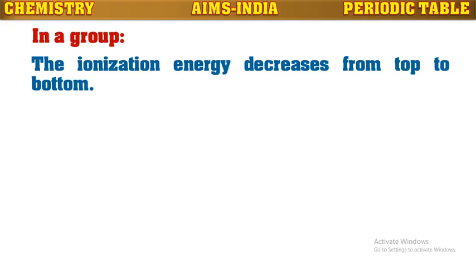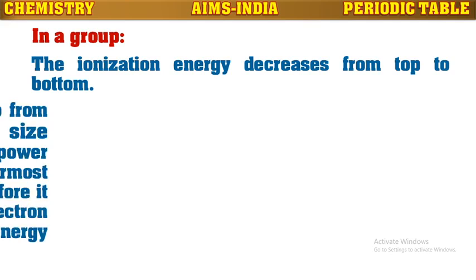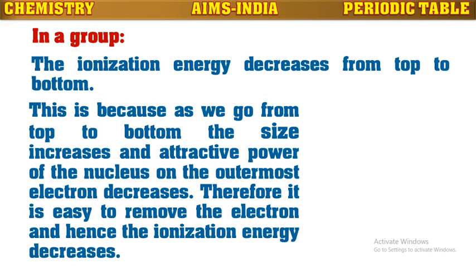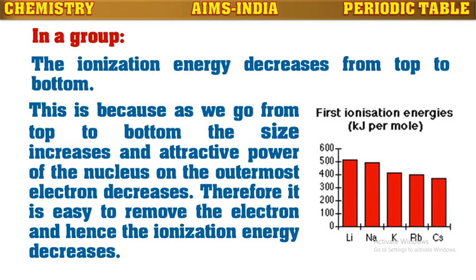In a group, the ionization energy decreases from top to bottom. This is because as we go from top to bottom, the size increases and the attractive power of the nucleus on the outermost electron decreases. Therefore, it is easy to remove the electron, and hence the ionization energy decreases. So, as the size increases, the nuclear force of attraction on the outer electrons will be less, so the electron can be removed easily, and hence ionization energy will be less for bigger atoms. If you observe here, the first group elements' ionization energy values are given. It gradually decreases from top to bottom.